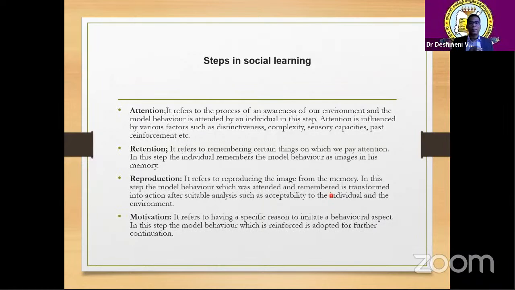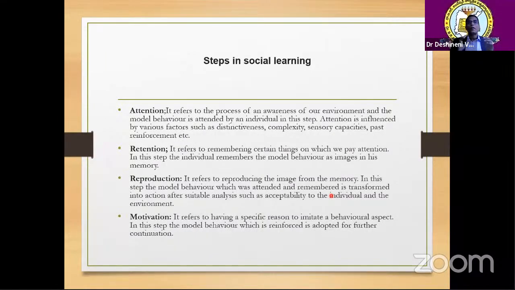So in this particular step, the model behavior which was attended and remembered is transformed into action. Reproducing means we can see it in the behavior of the individual. We can see the attended information which transfers into action form after suitable analysis, such as acceptability to the individual and the environment or society.